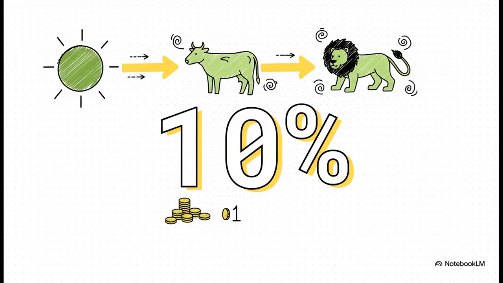But wait, here comes the biggest plot twist in this whole chapter. Are you ready? At each step, only 10% of the energy gets passed on. Just 10%. Imagine a plant has 100 rupees worth of energy. The deer that eats it only gets 10 rupees. And the lion that eats the deer, it gets only 1 rupee. A whopping 90% is lost at every step.